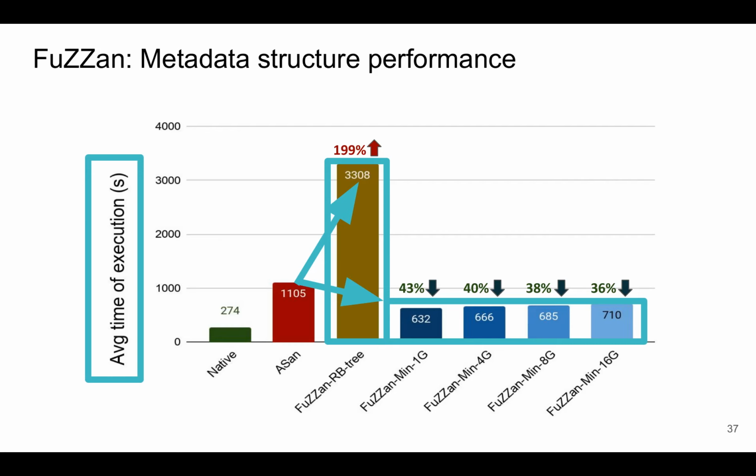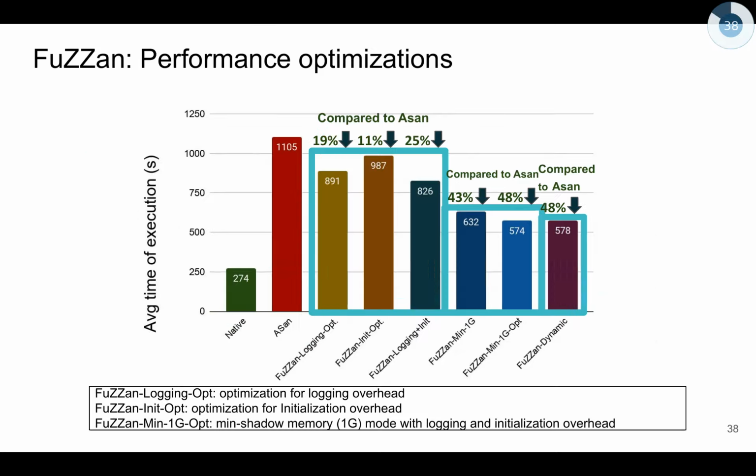Where if you do everything with Fazan, just 1 GB heap, we get a 43% reduction compared to ASAN. With 4 GB, we get a 40% reduction. 8 GB heaps, 38% reduction, and 16 GB heaps, still a 36% reduction. This is quite a bit, right? Now the question is which one to use all the time.